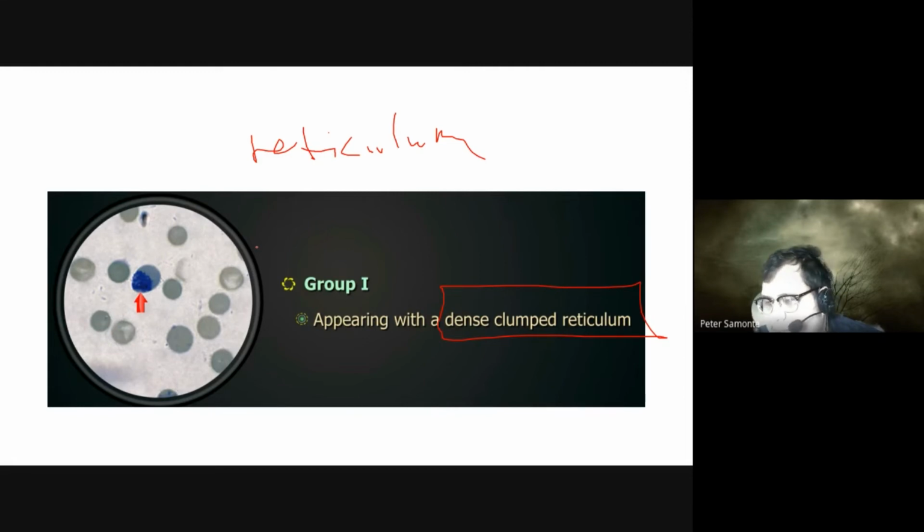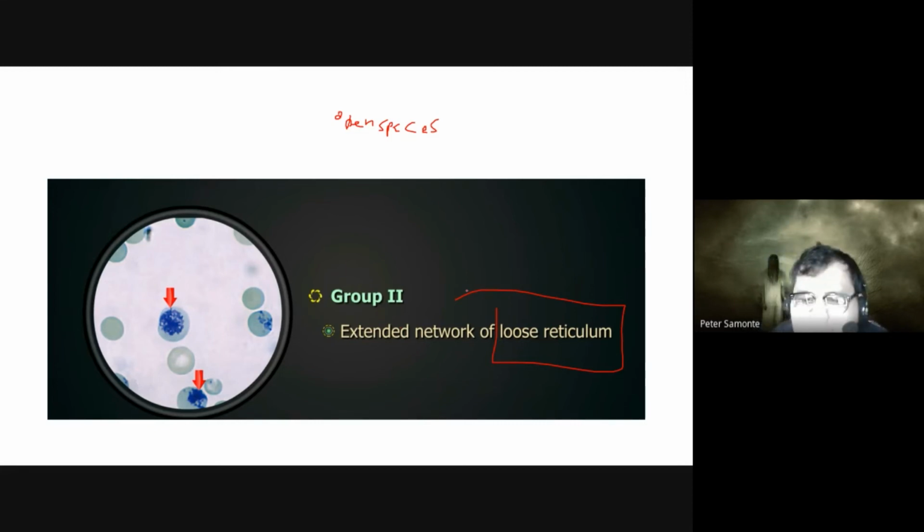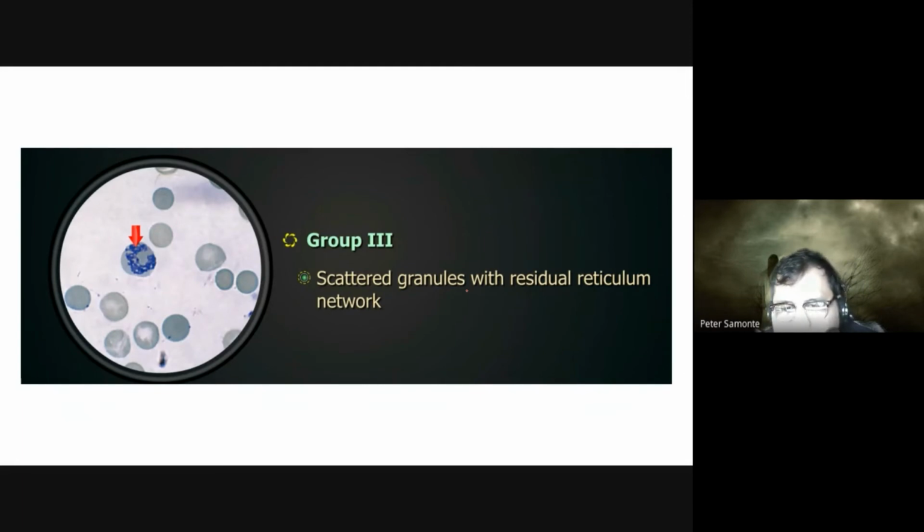That is group 1. The second one would be your group 2, which is characterized by extended network of loose reticulum. So when you say loose class, merong mga open spaces. Hindi sila dikit-dikit. It's not clumped together. So if you notice a picture, may mga spaces na onte. That is your group 2. So group 1, dense clump reticulum. Group 2, loose reticulum. Group 3 naman class are scattered granules with residual reticulum.